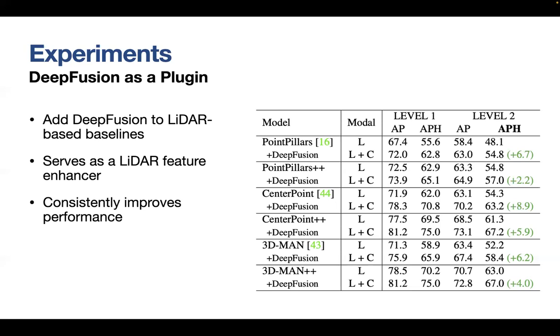So even in the improved versions, we see that there is quite a large improvement just using DeepFusion as a plugin. The fact that DeepFusion improves performance in all of the baselines definitely means that this additional camera input is bringing value. And this is not only one extremely well optimized, hyperparameter-optimized model, but this is actually something that brings value to the LiDAR detection methods.